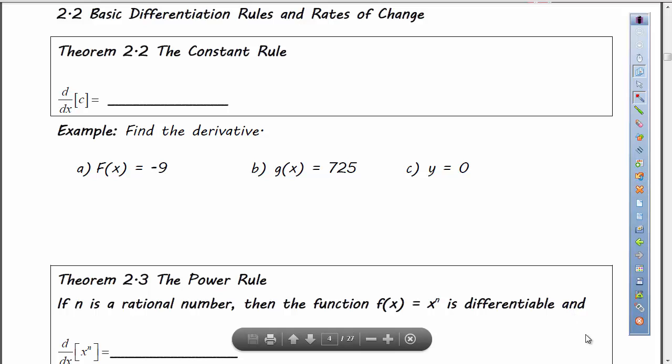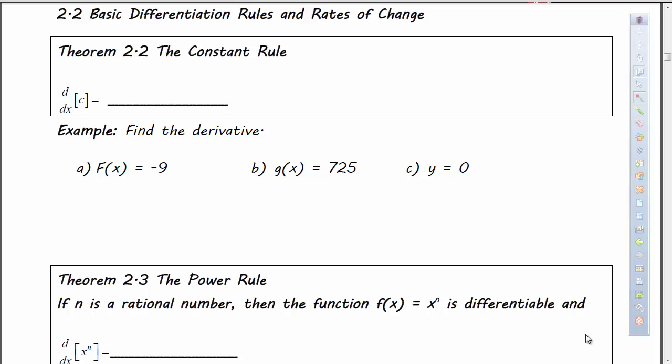All right, so here we're going to start talking about some basic differentiation rules and rates of change. The derivative is a formula that allows us to find the slope at various points. We could use the limit definition, but we're not going to use that anymore. Hopefully we'll be using these shortcut rules instead, and they have proofs of these rules in your textbook if you're interested.